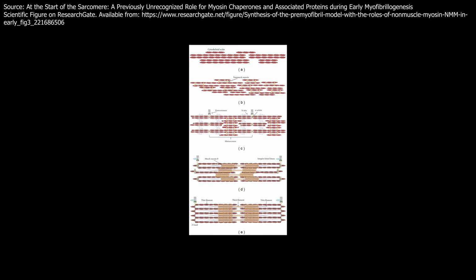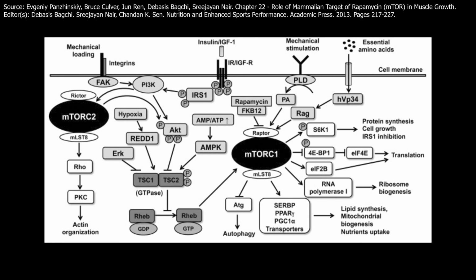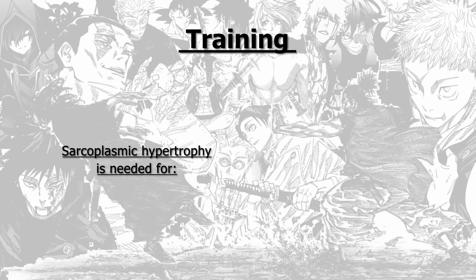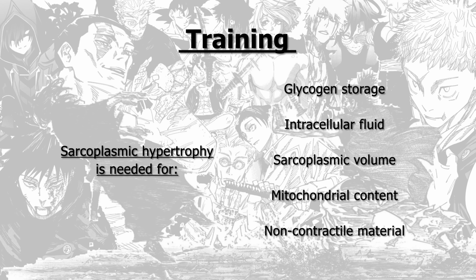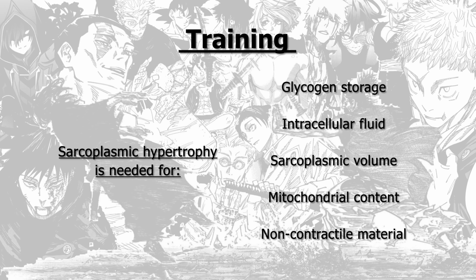Heavy loads stimulate actin and myosin synthesis, stimulate more sarcomeres, and increase contractile protein. All of this means more diameter, force production, and strength through pathways like mTOR. These will be the best for myofibrillar hypertrophy, aka muscle mass with strength. Lighter loads will prioritize sarcoplasmic hypertrophy, aka just visual mass. This type of hypertrophy is needed for glycogen storage, intracellular fluid, sarcoplasmic volume, mitochondrial content, and non-contractile material.